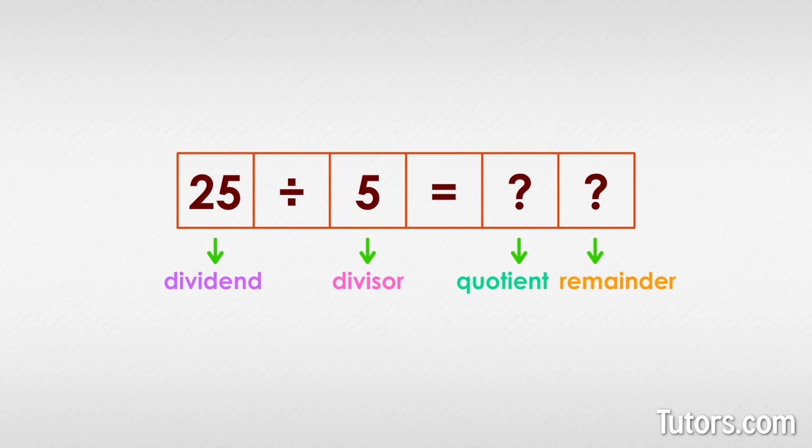Finding the two given parts, dividend and divisor, is often challenging in a word problem, but in a number sentence, these parts stand out. 25 divided by 5 equals the quotient.